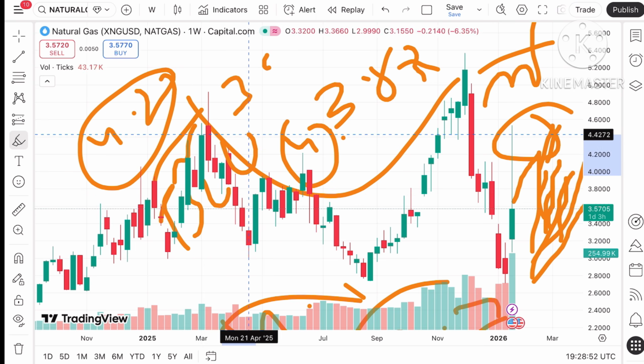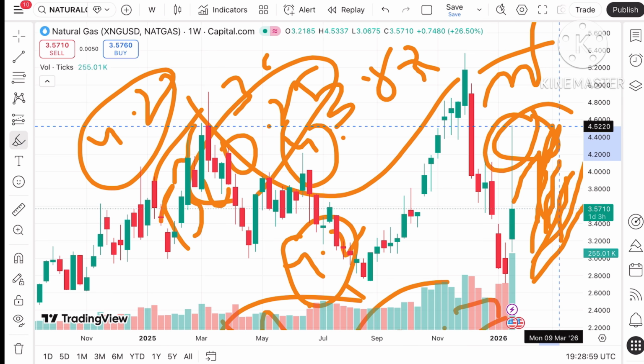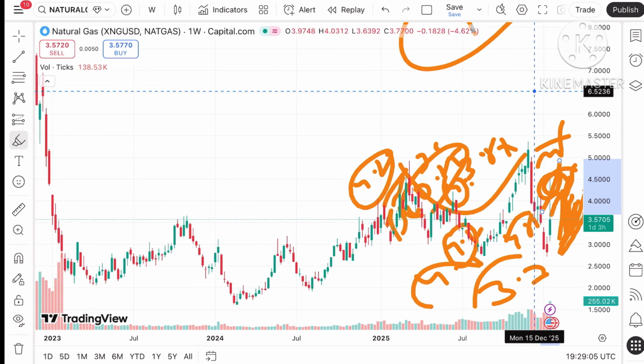Trail your SL by 0.25 at least, so the price can go further high as soon as the price starts going above $4.2, because the chances of touching 4.5 are very high. After that, directly we can see a level of 4.81, and from there it can move towards 4.92.